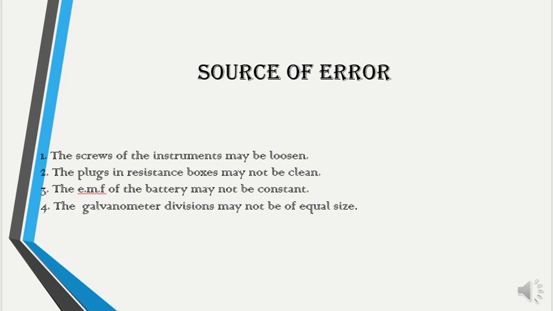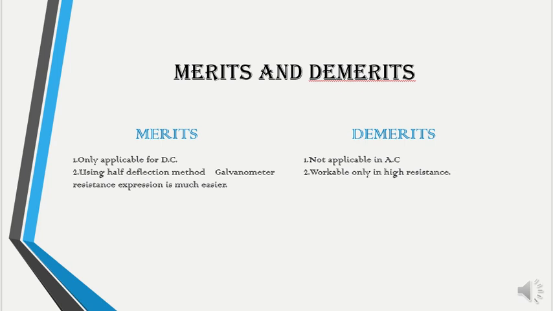Now coming to the next topic, the merits and demerits. The merit of performing this experiment is that it is applicable for every DC. You can say that for every direct current it is very useful, and it can be performed using this galvanometer and this method. The deflection method is very useful for a galvanometer, because it is quite easy to calculate the value by the experiment. The galvanometer resistance expression is so easy that we can calculate it easily.